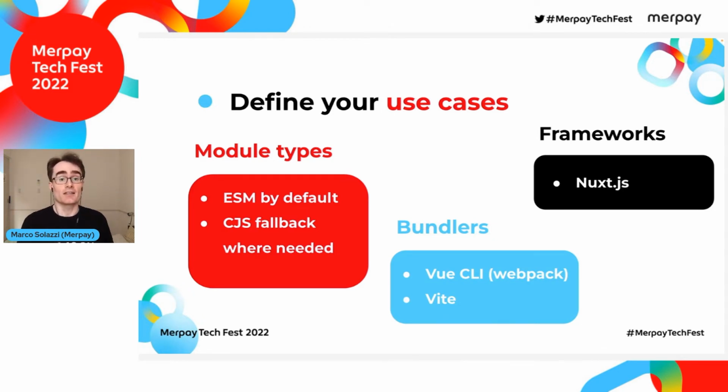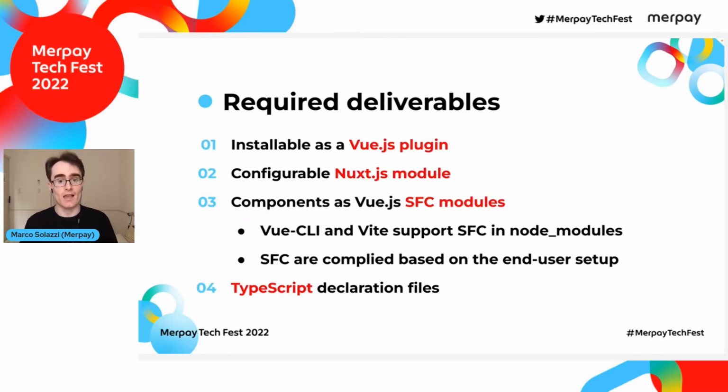Now we have defined our use cases, and now we can make a list of artifacts that we need to deliver. The first one is that we want our packages to be installable as Vue.js plugins. We also want to have this package configurable as Next.js modules because we are going to support Next.js. We also want to ship our components as Vue.js single file component modules. There are some reasons for this.